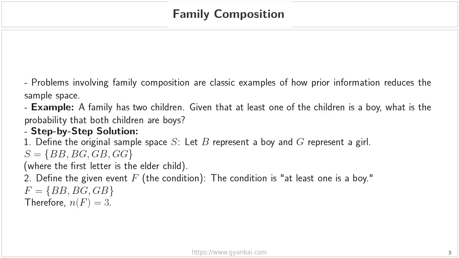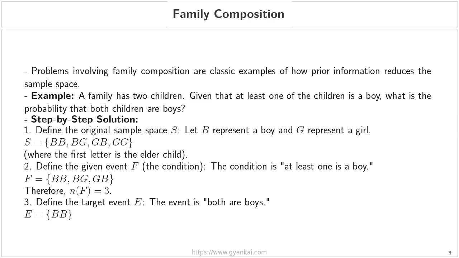Therefore, the number of outcomes in event F, which we write as N of F, is 3. This is our new reduced sample space. Third, let's define our target event, which we'll call E. We want to find the probability that both are boys. In our list, there is only one outcome that fits this, BB, so event E is just BB.